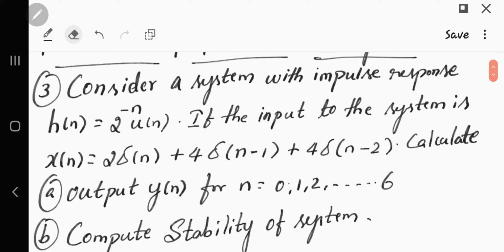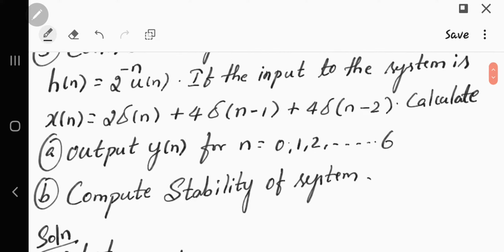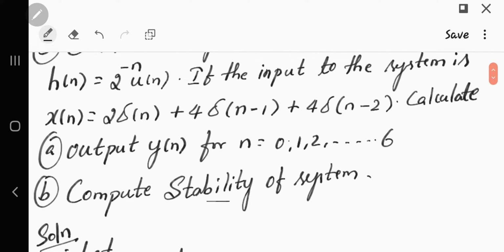If the input to the system is x of n equal to 2 delta n plus 4 delta n minus 1 plus 4 delta n minus 2, calculate, first, the output y of n for values of n varying from 0, 1, 2 all the way to 6. That means we have to apply values of n from 0 to 6 in y of n and find the value of y of n. That is the first part. The second one is to compute the stability of the system, that means we have to check whether the given system is stable or not.